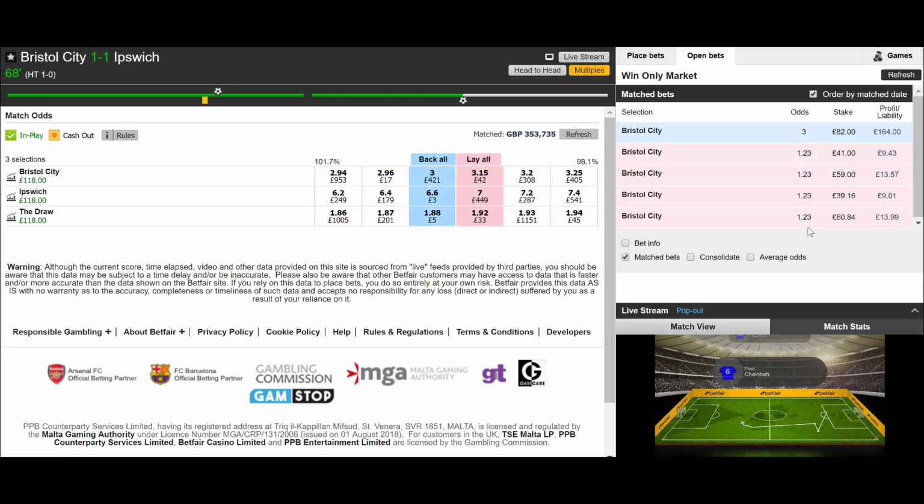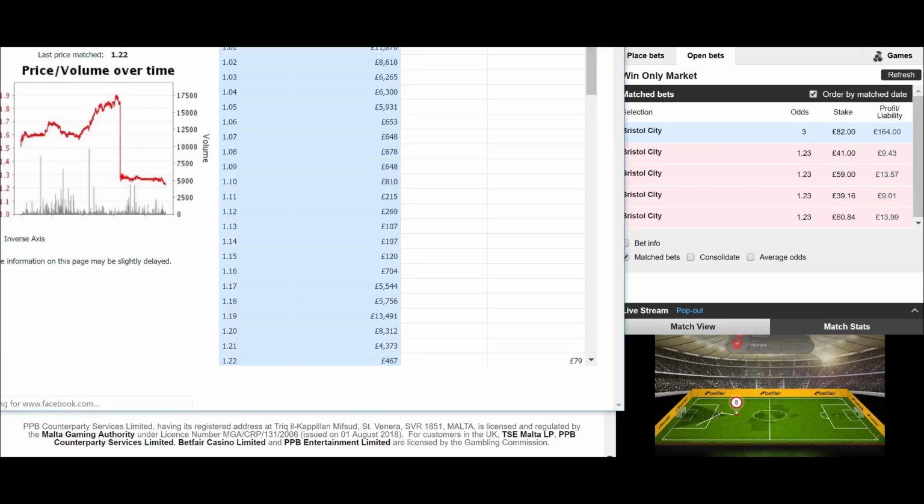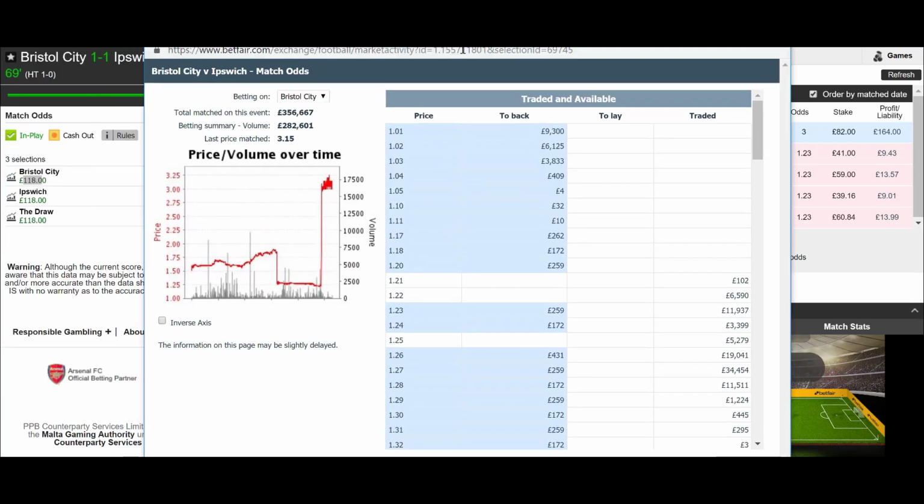Remember, we laid Bristol City at 1.23 with a £200 stake. So it's £46 of risk in the market, and after the goal the price has risen up to 3, and we've managed to lock in £118 altogether. Just rough maths, I don't know, it's around a 300 or 400% return on your investment, but you can see the move there.